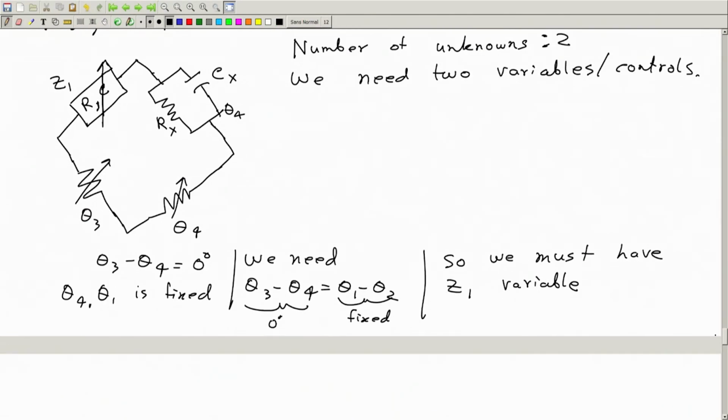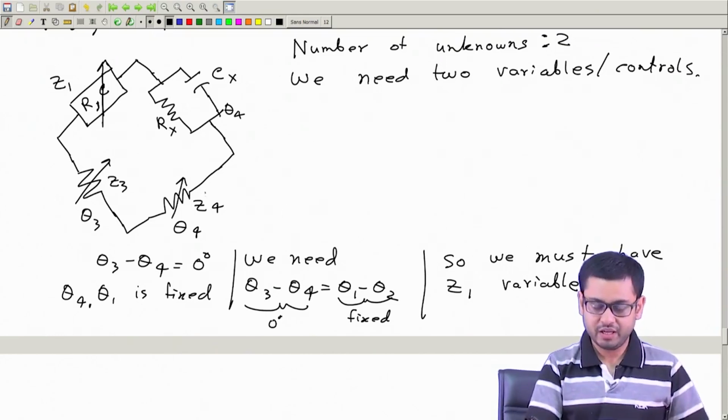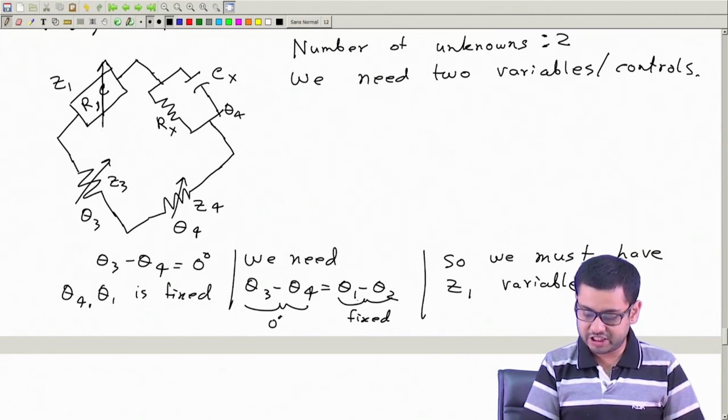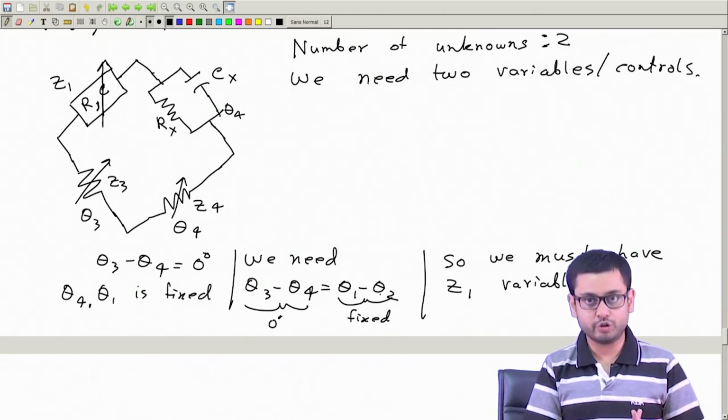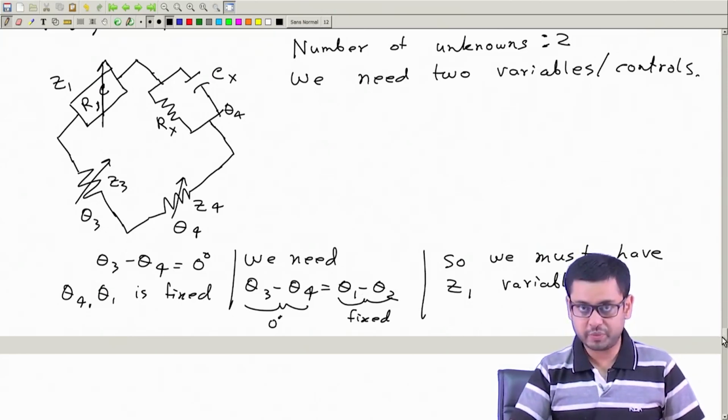Now, we can choose Z1 to be variable, and maybe we can choose either of Z3 or Z4 to be variable. We don't need to vary all 3. Z1 and Z3 is fine. Z1 and Z4 is fine. But Z1 has to be variable. If we cannot vary Z1, then we cannot vary the difference between theta 1 and theta 2, and we cannot make it equal to 0. That is what we need. I hope this much is clear.